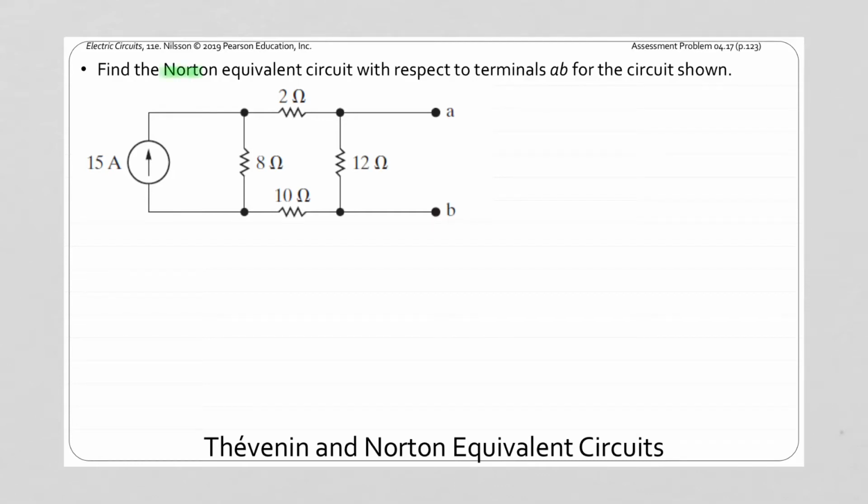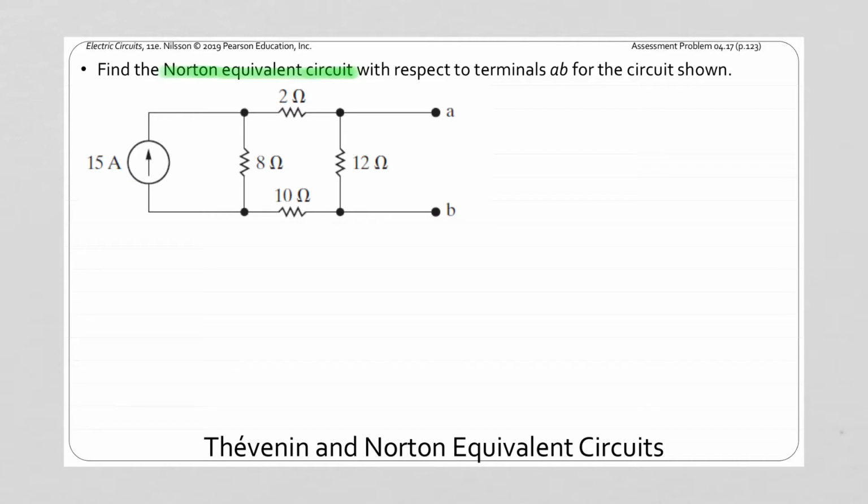We're being asked to find the Norton equivalent circuit with respect to these terminals A and B for this given circuit. What we notice here is that we have an independent current source that's already in parallel with a resistor. We know that we can transform that into a voltage source in series with a resistor, and all of a sudden we'd have a resistor in series with another resistance and in series with another resistance. So a small source transformation there would go a long way to help us simplify the circuit.